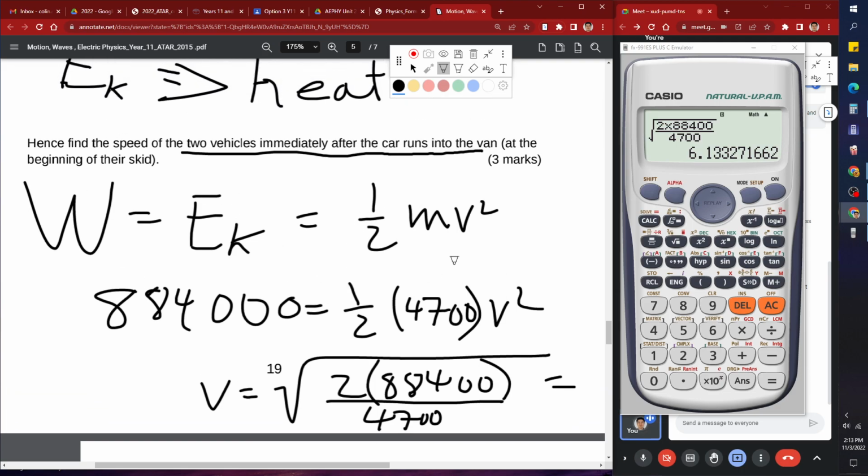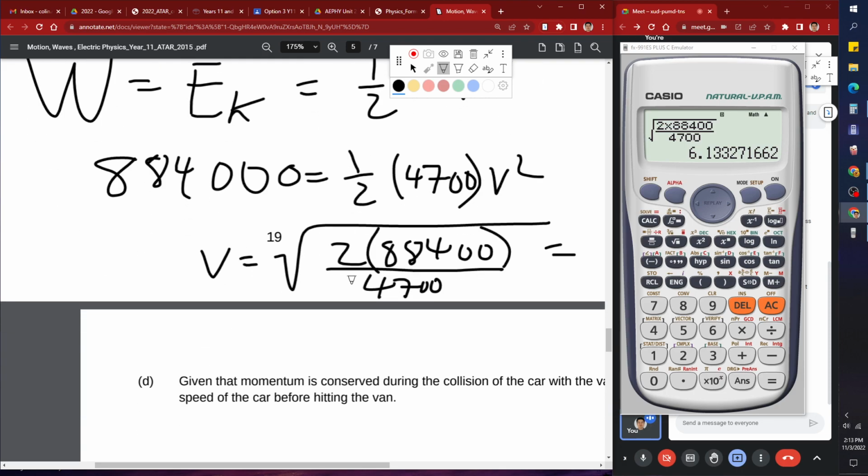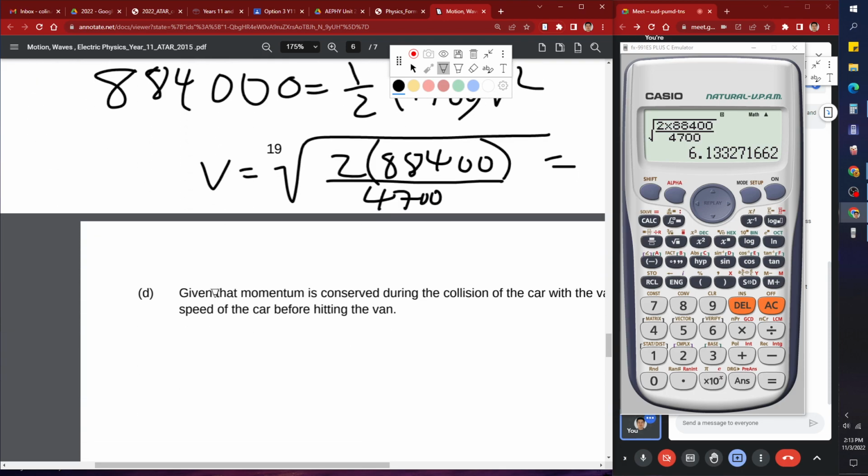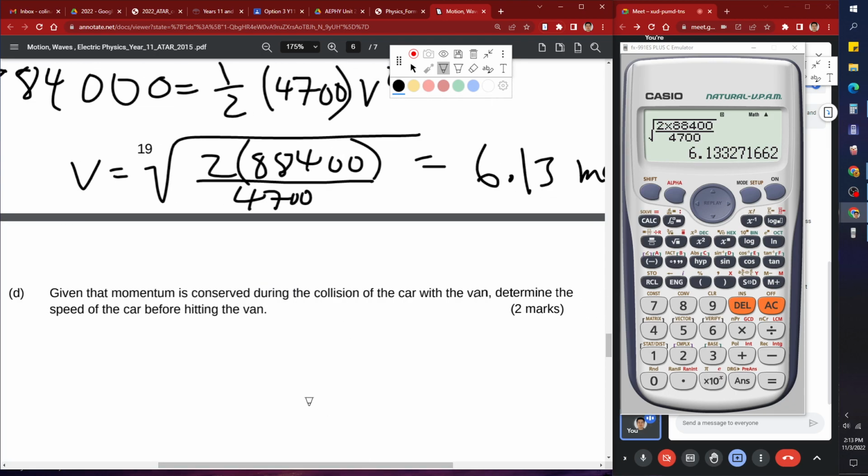So that was their speed, their combined speed at that point. Given that momentum is conserved during the collision, okay, so momentum. Determine the speed of the car before hitting the van. Okay, so P before equals P after.